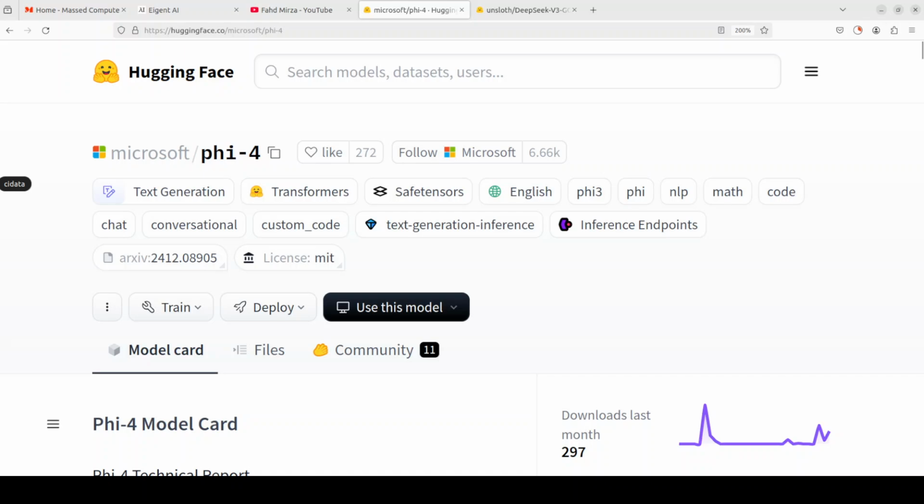So now we know much more about this Phi-4, and as is the case with Microsoft, the license is MIT. I wish they would do Apache too, but MIT is better than the wholly restricted one. Anyway, let me take you to my terminal.